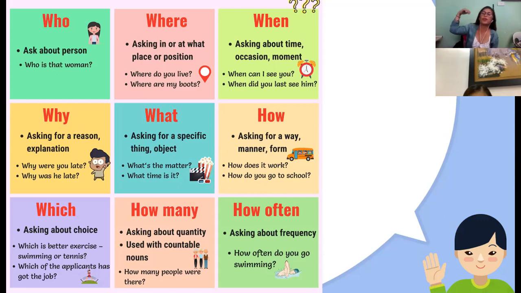Number 6, we have how. The question word how is used in asking for a way, a manner, or a form. How does it work, Uyen? How does the new iPad work? How does your new cell phone work? How does your new TV work? How do you go to school? I go to school by motorbike, teacher. I go to school by school bus. I go to school by riding a train.